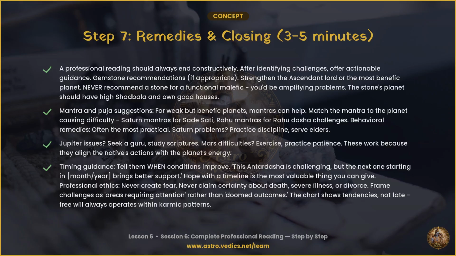Behavioral remedies are often the most practical. Saturn problems? Practice discipline, serve elders. Jupiter issues? Seek a guru, study scriptures. Mars difficulties? Exercise, practice patience. These work because they align the native's actions with the planet's energy.